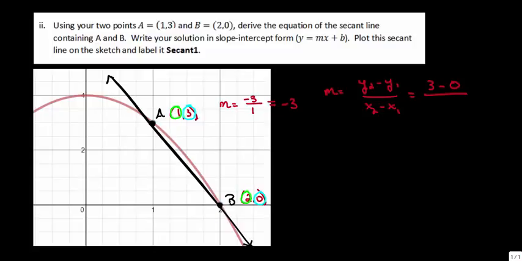That's this y value minus this y value. And then we'll go this x value minus this x value. You have to stay in order. So this is going to be 1 minus 2. So this would be 3 over -1, which is -3.